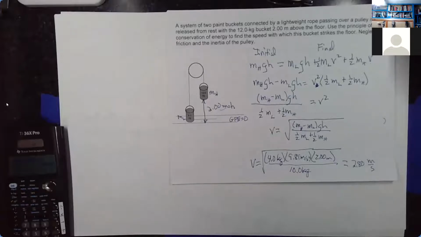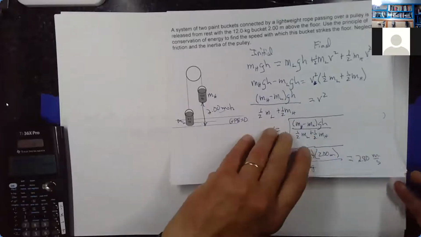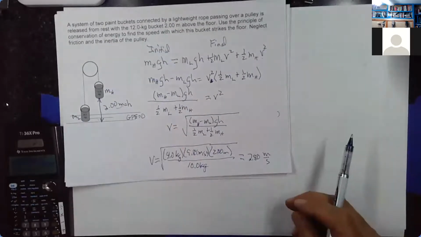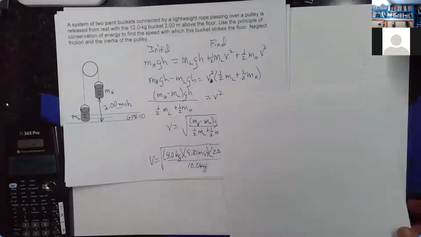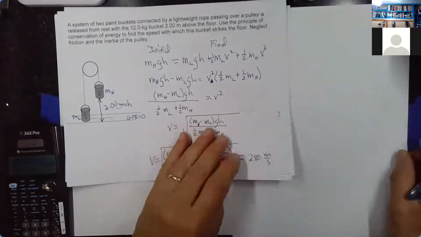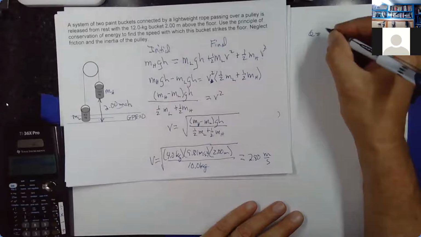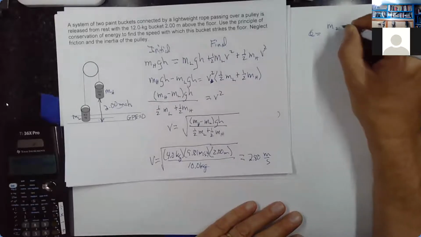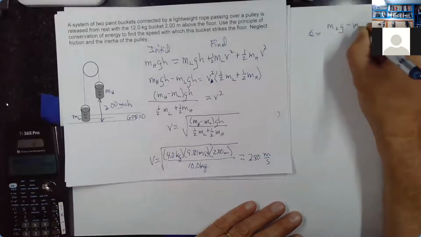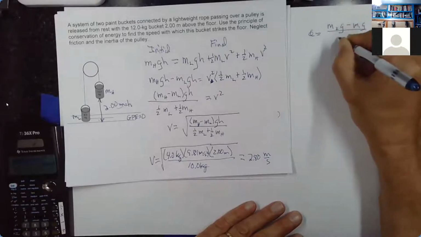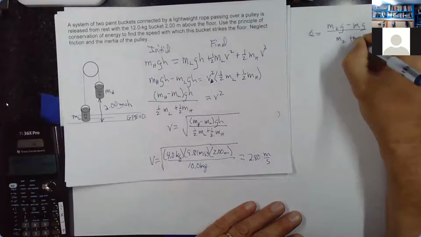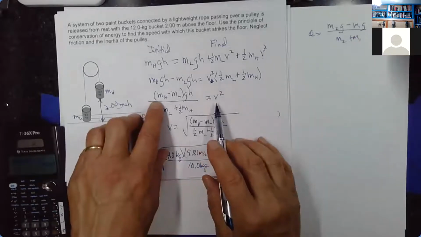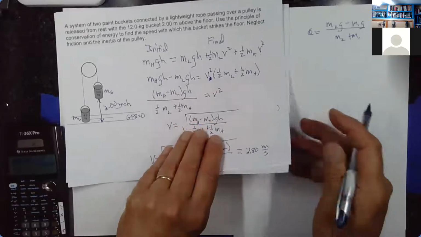Now, in the Atwood's machine lab that we did, we found that the acceleration, or an expression that we used, was that the acceleration was equal to m2 g minus m1 g divided by m2 plus m1. And we had to do a bunch of work to figure that out, but let's see if we could get it here and what we might do with that.